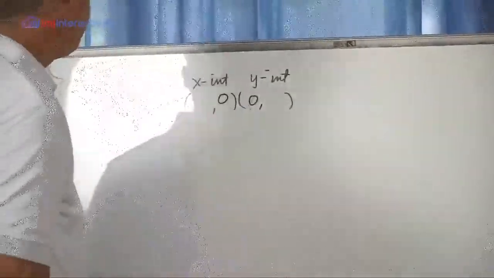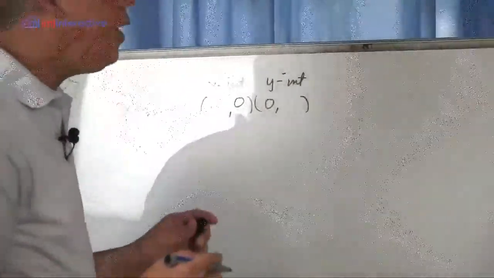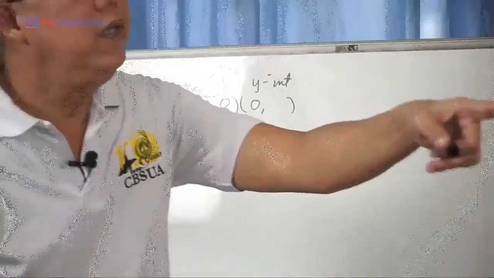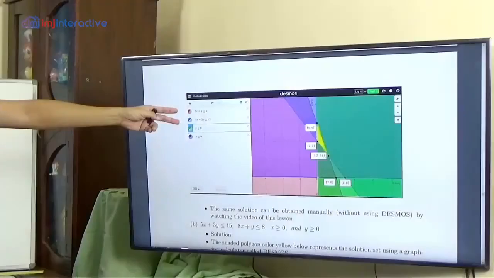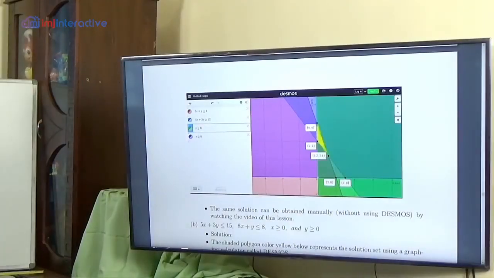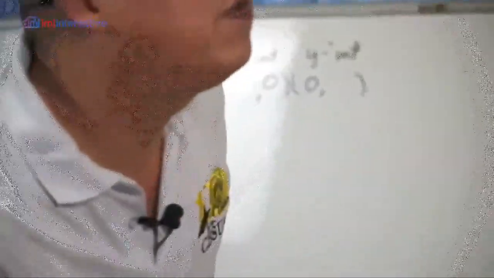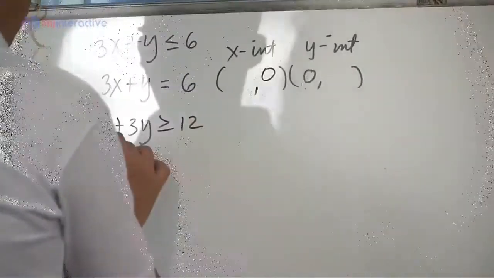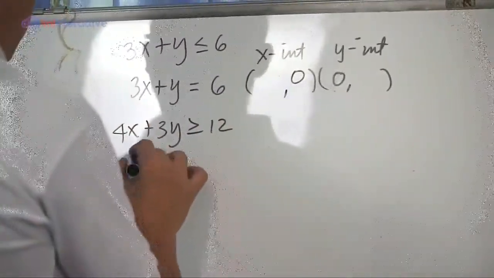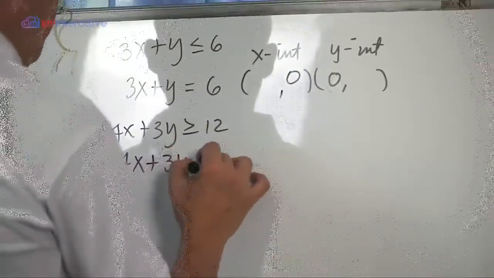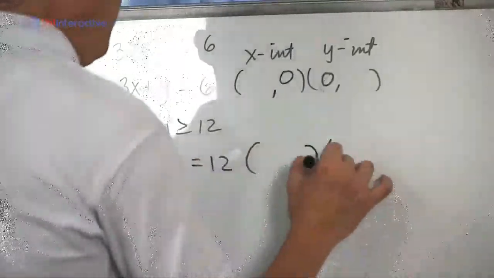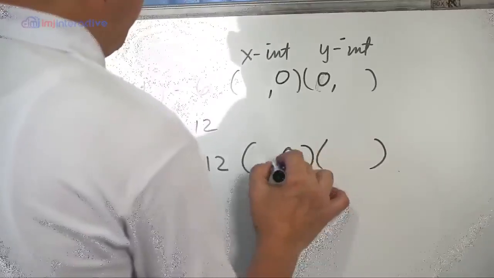There. So, you have to get the x and y-intercept of all the equations or inequalities involving two variables. The other inequality is 4x plus 3y is greater than or equal to 12. So the corresponding equation is 4x plus 3y equals 12. Let's get the x and the y-intercept.